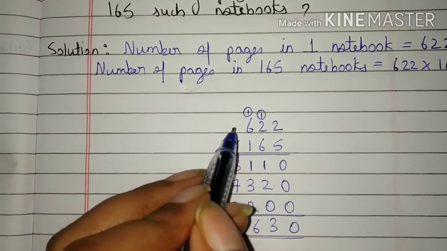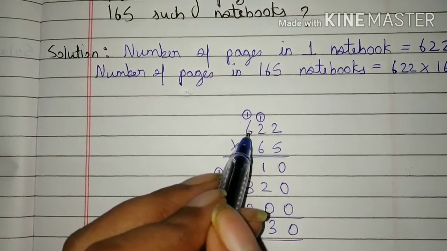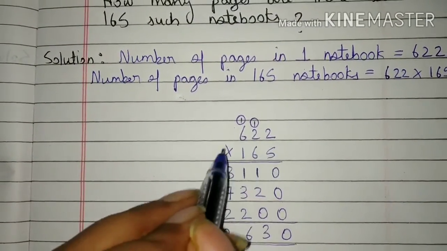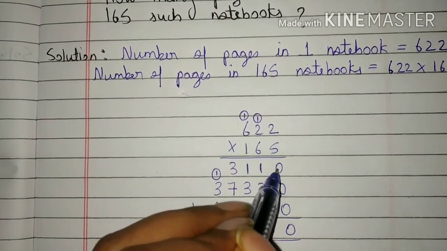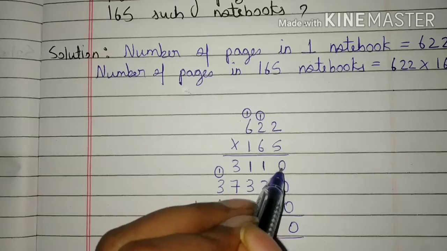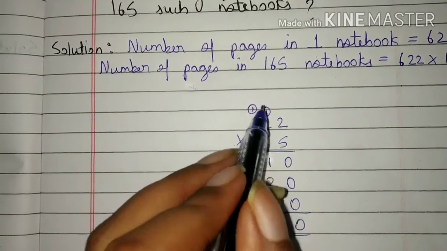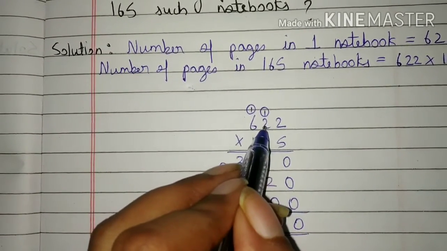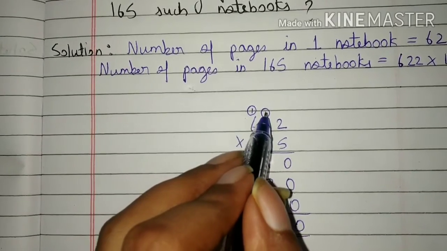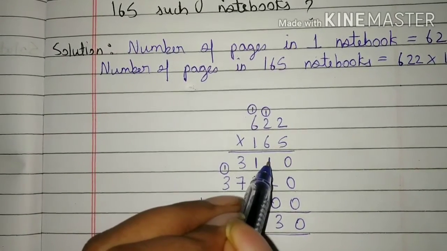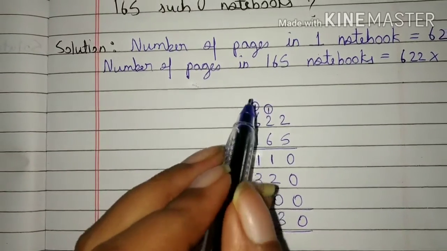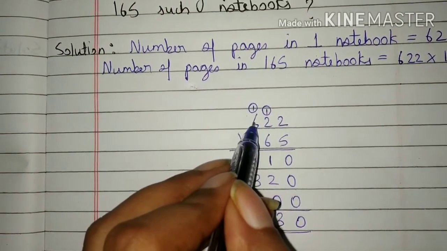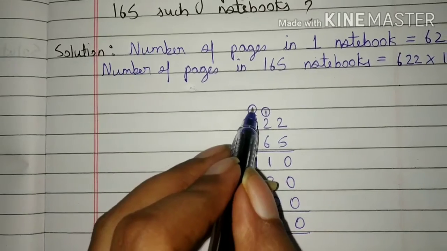Students, first we will multiply 622 by 5. So 5 into 2 is 10. 0 we have written here and 1 will be carried here. 5 into 2 is 10 plus 1 is 11. 1 we have written here and 1 will be carried here. 5 into 6 is 30 plus 1 is 31.